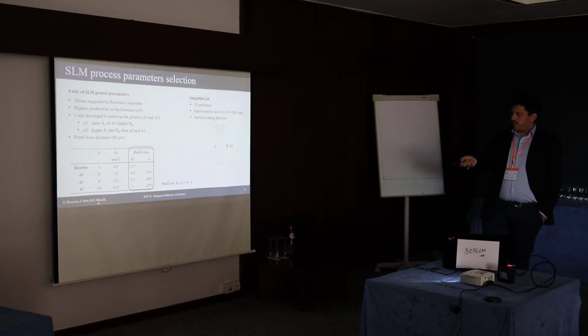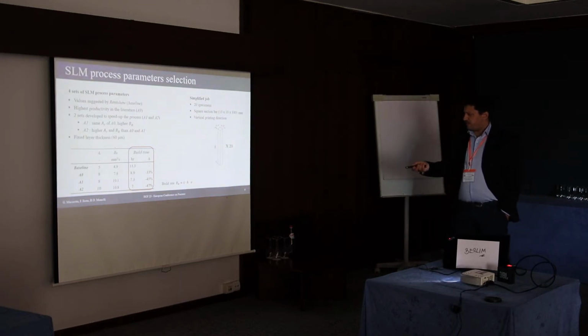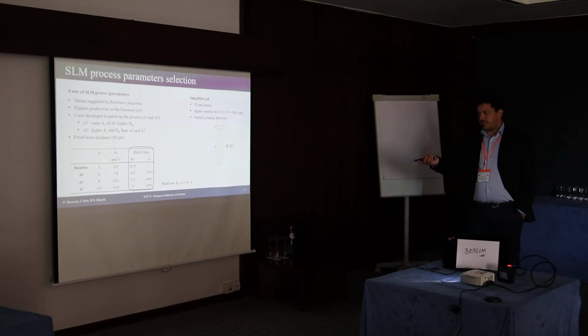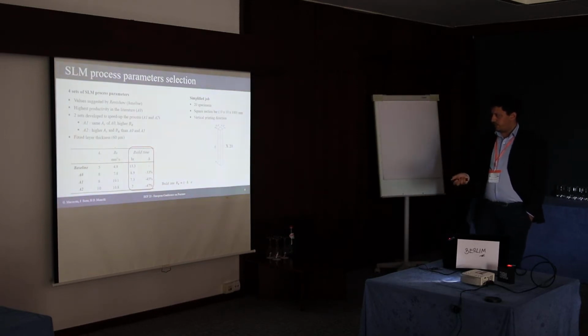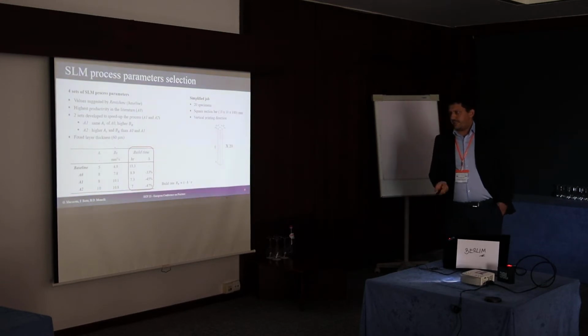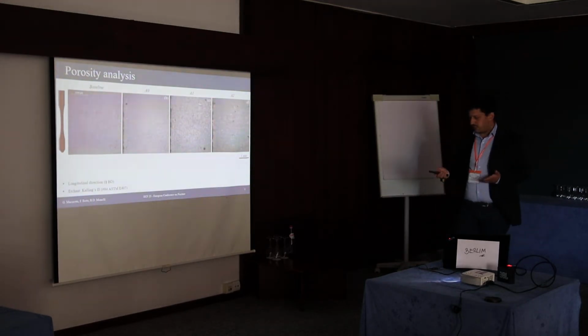When we pass to A1 and A2 process parameters, we almost halve the build time. So we can really increase the build rate and the productivity of the process. But what is the price? The price is that we introduce some defects in the material.